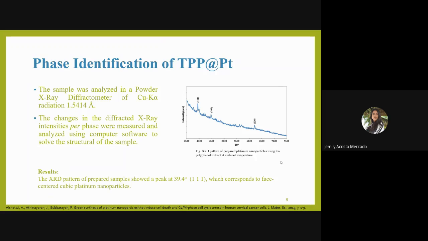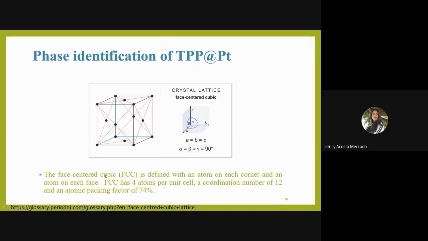The face-centered cubic phase is defined with an atom on each corner and an atom on each face, with a total of 4 atoms per unit cell, a coordination number of 12, and an atomic packing factor of 74%.